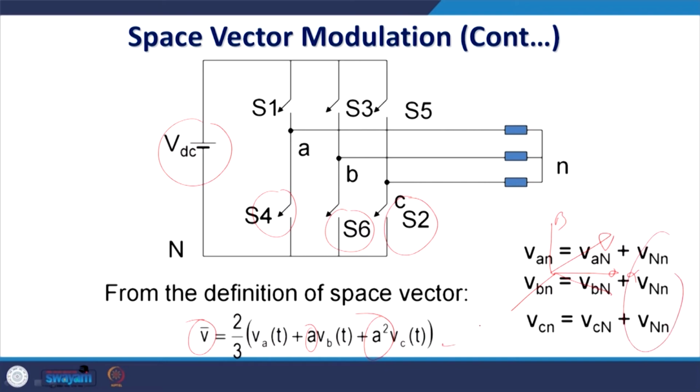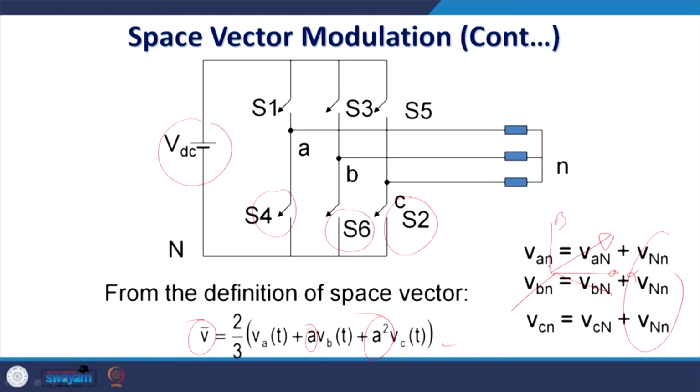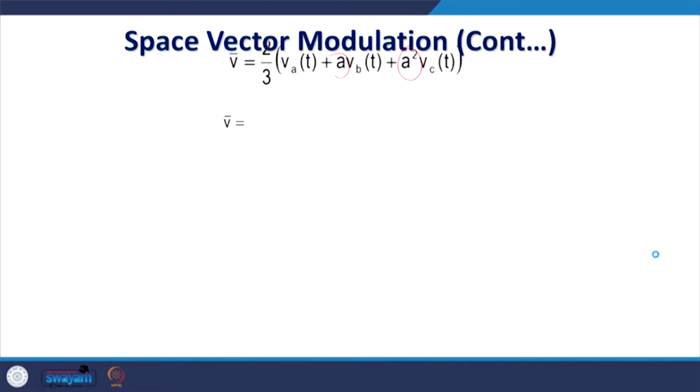Now we shall go to the next. The voltage of this is given by 2/3 of VA, VB and VC, where VB is multiplied with a to make it 120 degree phase shifted, and VC is multiplied by a square to get aligned with that particular vector. Now, we can go back to VAN equal to capital VAN plus VNN. So, we can rewrite like this.